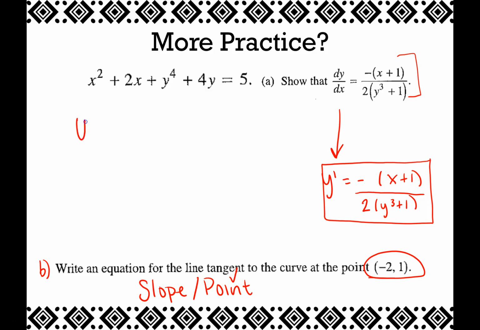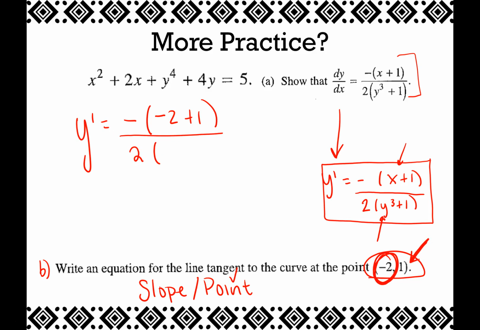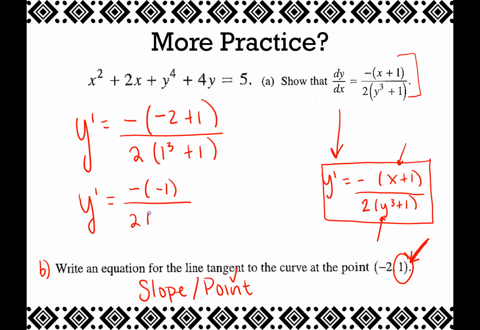So we're just going to find our slope by plugging in our x value of negative 2 everywhere that we see an x. Okay, so this is going to be negative 2 plus 1 divided by 2. Now we have a y. Well, guess what? We have a y right here. So no big deal. We can take that 1 because we have a y value right there. So that's going to be 1 cubed plus 1. So we get y prime equals a negative 1 over 2 times 2, because 1 cubed is 1 plus 1 is 2. So this is going to give me a 1/4. So that's my slope.